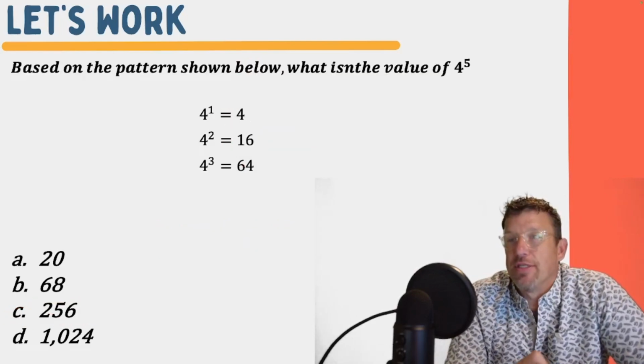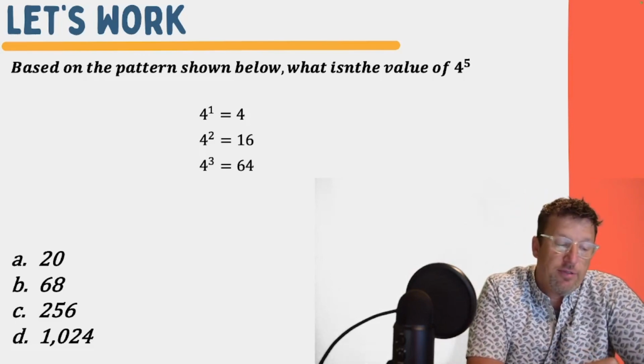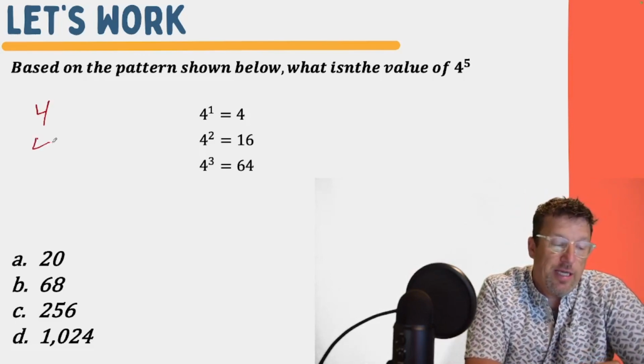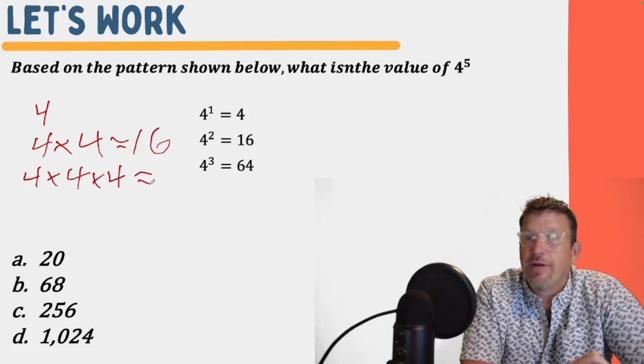Well, now we don't have the zeros, so the pattern's a little bit different. But same thing, 4 to the first, that's just 4. 4 to the second, that's 4 times 4 equals 16. 4 to the third is 4 times 4 times 4 equals 64. Now, how did they get to that?